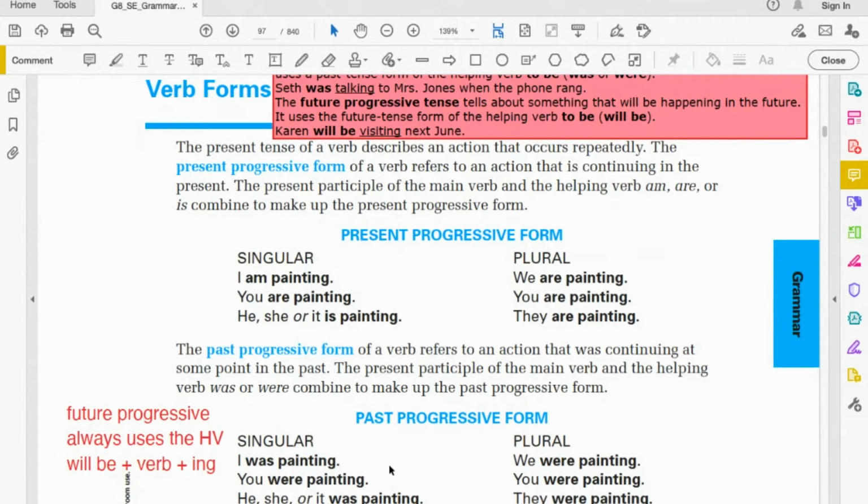Once again, I've selected to add future onto this page. It makes good sense to keep all three of them together. So in this box right here, I have future progressive always uses will be. He will be, they will be, it will be, I will be. It's always and only just will be plus the verb plus ing. So if we were to use painting, you would say, I will be painting. You will be painting. He, she, or it will be painting. We will be painting. You will be painting. They will be painting.